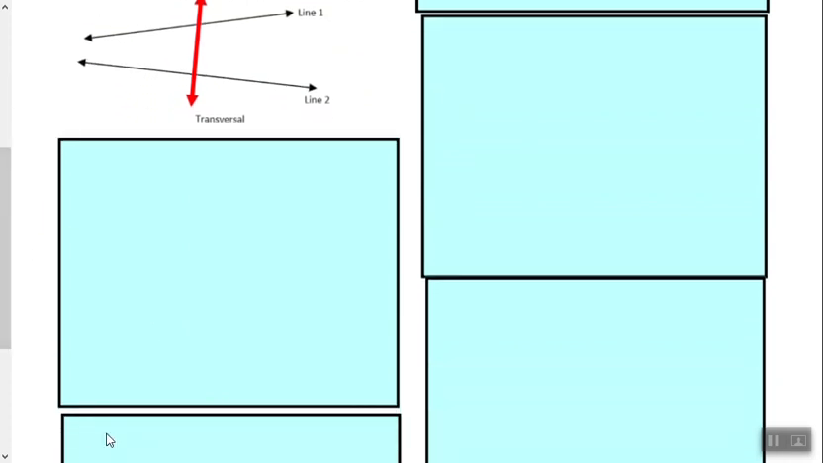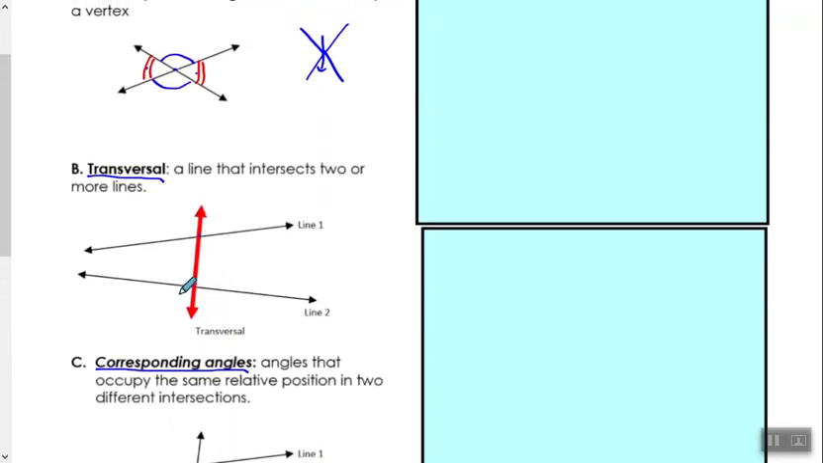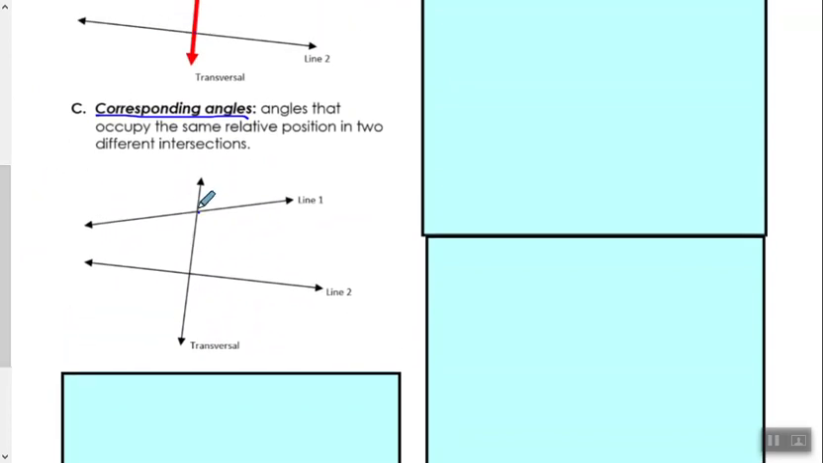Next vocabulary term, we have corresponding angles. Corresponding angles are angles that occupy the same relative position in two different intersections. Okay, let's think about that. Whenever I have two lines coming together, I have an intersection. So here I have an intersection up above. Here's one intersection here. So when we're talking in this unit about different intersections, it's okay. Here's one intersection. Here's another intersection.